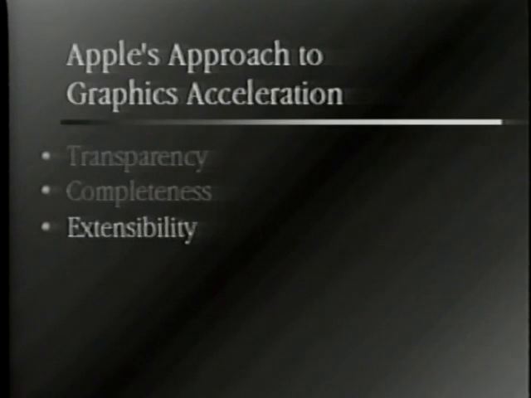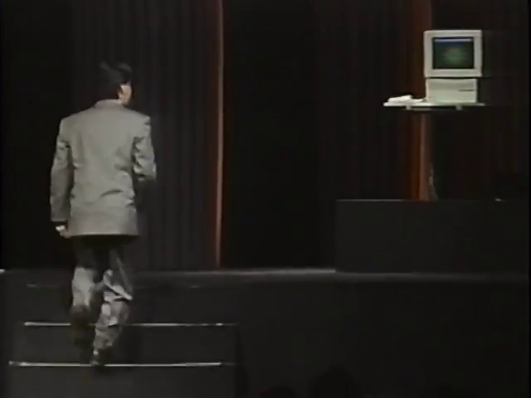And lastly, we needed to make sure it was extensible. So as Apple changed and evolved its system software in the future and its imaging model in the future, the card needed to change along with it. So what we've come up with is the 824 GC card that takes the power of an AM29000 processor running at 30 megahertz and uses that to run QuickDraw in a parallel fashion with the 68000. Let me show you some examples of that.